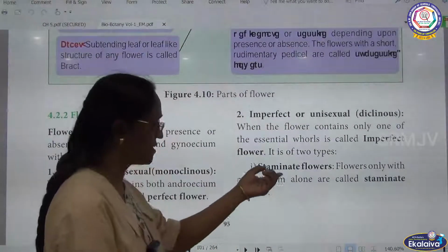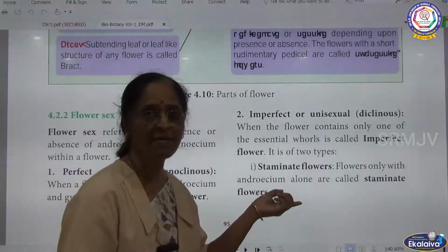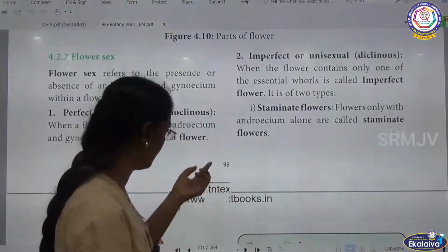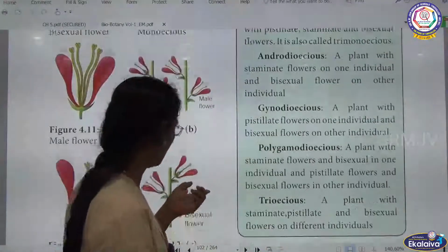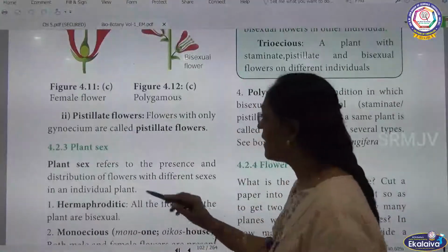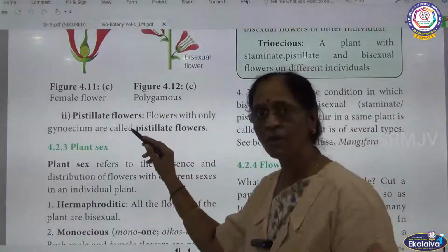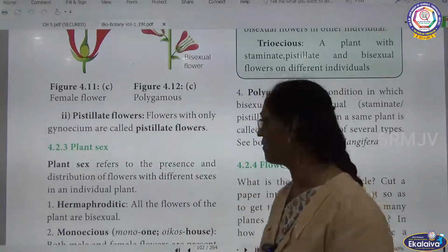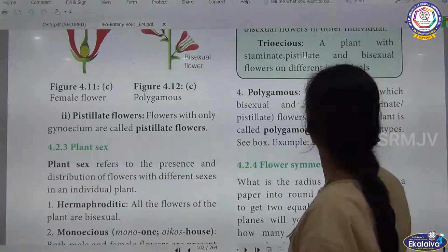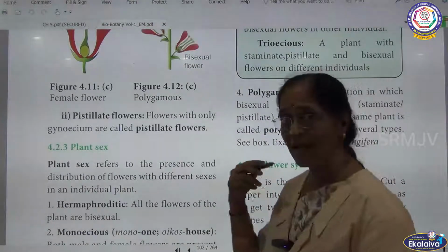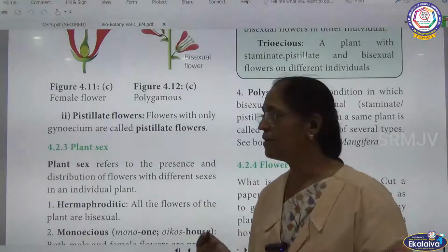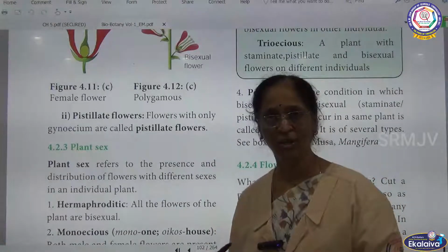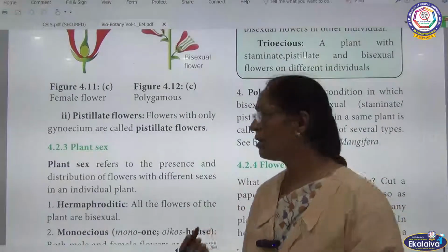In this we will find a staminate flower. A staminate flower means a flower which has only stamens, that is, the androecium alone. If a flower has only a gynoecium, we call it a pistillate flower. If a plant has both bisexual flowers as well as unisexual flowers, then you call it polygamous. So, the flower may be unisexual, bisexual or polygamous.